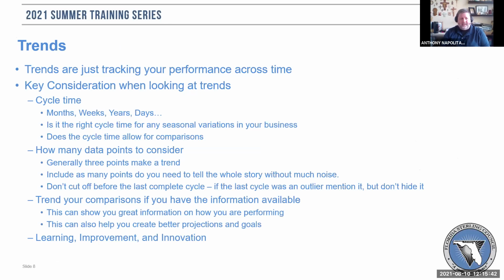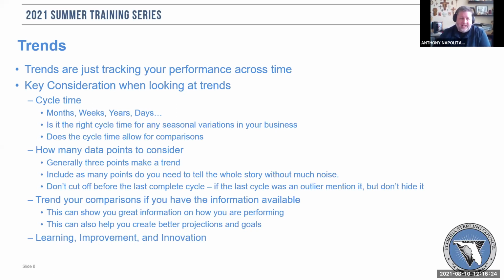When you're looking at your trends, key considerations are cycle time: months, weeks, years, days. Is it the right cycle time for any seasonal variations in your business? If you have a lot of snowbirds coming in, we're in Florida, that affects seasonal variation. Is it hidden by doing a yearly average or a yearly count? Or do you need to look at those variations across your seasons? And does that cycle time allow for comparison? Sometimes you can't see seasonality because all you can get for comparisons are yearly, where monthly would be great.